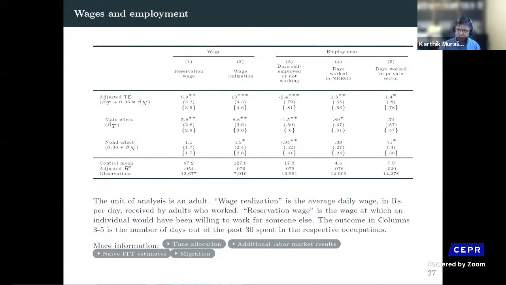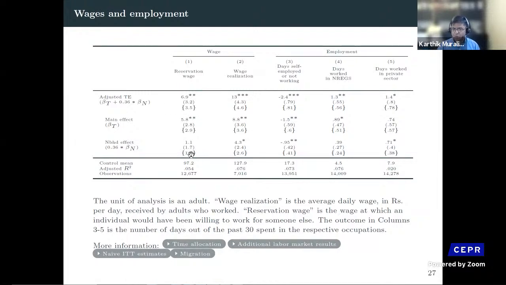So now let's get to wages. And you see that there's this big increase in market wages. Look at column 2, right? So there's 13 rupees on a control mean of about 128. So that's a little over 10%. And so here you see that both the main effect and the spillover effects are significant and going in the same direction. The reservation wage also goes up.